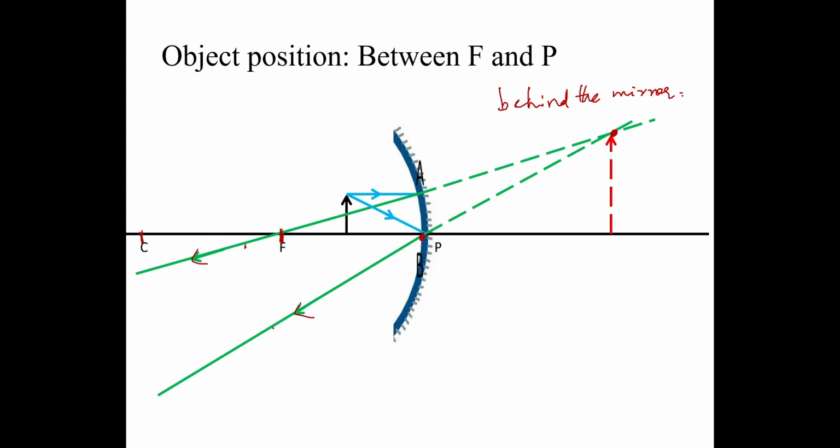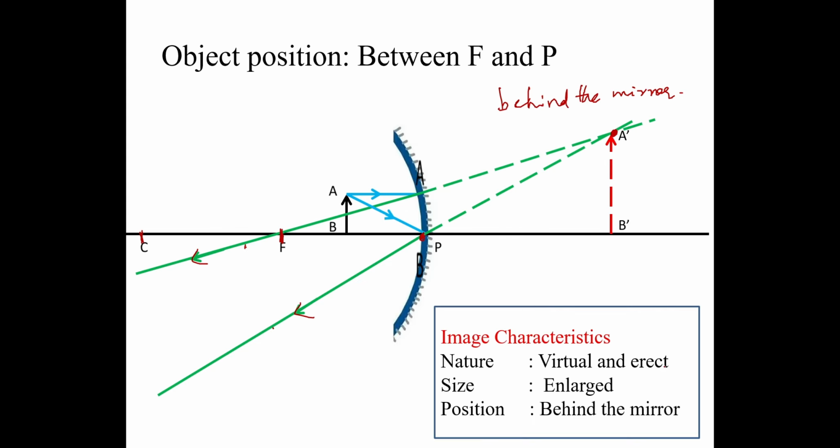Now let's see the characteristics. So nature of the image is virtual and erect. Why it is virtual and erect? Because you are getting your image behind the mirror. If reflected rays are meeting in front of the mirror, you will get real image. If reflected rays are meeting behind the mirror, you will get virtual image. Okay. Now size. Compare the size of the image with the object. It is magnified or enlarged. Now what is the position of the image? Image is behind the mirror.